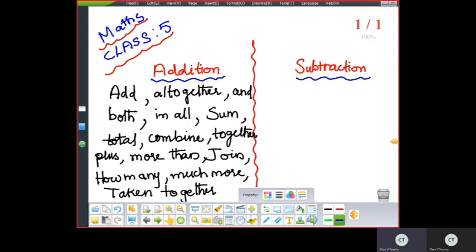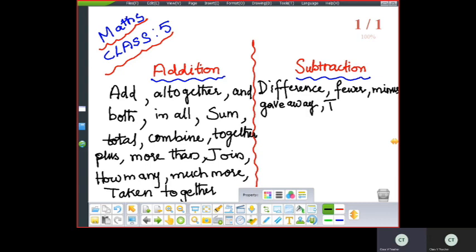So what are the keywords for subtraction? So firstly, subtraction. The result of subtraction is called the difference. Difference means what? Subtraction. If they tell you, how much fewer? Fewer means less number. Minus. This keyword is there, minus, in the problem. That means you have to do the subtraction. Give away or gave away means subtraction. Okay? Take away. Away means you are removing something from others.